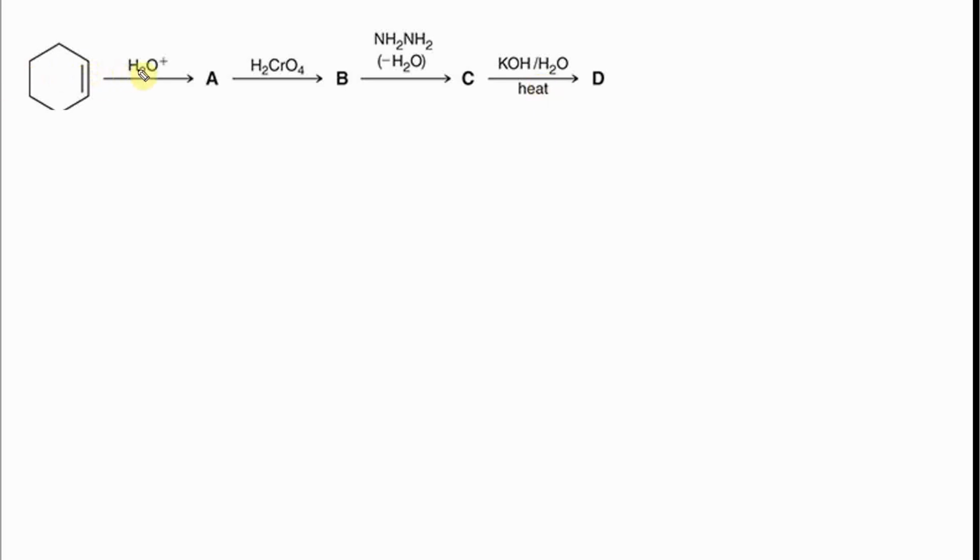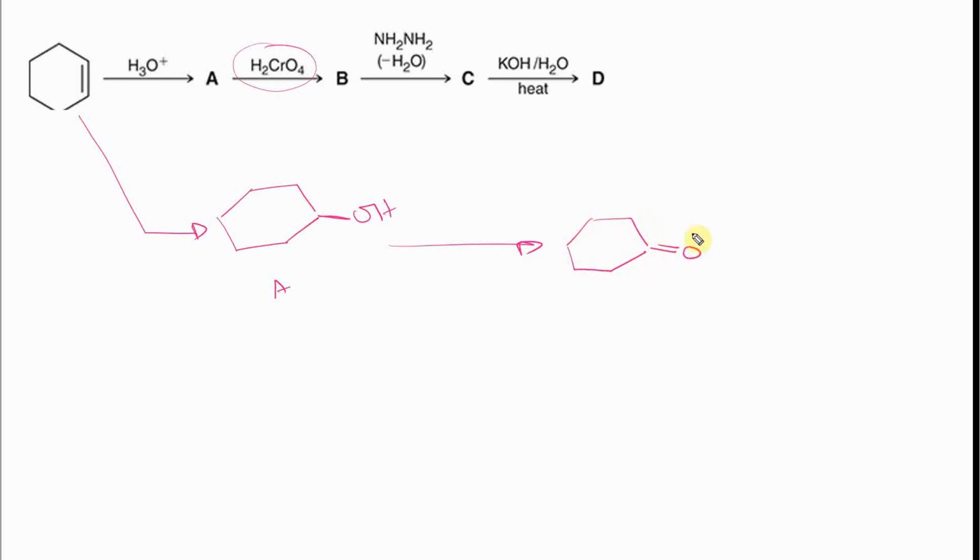So here's an alkene. When you treat this with acidified water, you are going to have acid catalyzed hydration of the alkene, and you are going to get the alcohol first. That is the structure of A. And chromic acid is the same as Jones reagent, which is going to oxidize the alcohol to a ketone, and we know how that reaction works. So that is the structure of B.